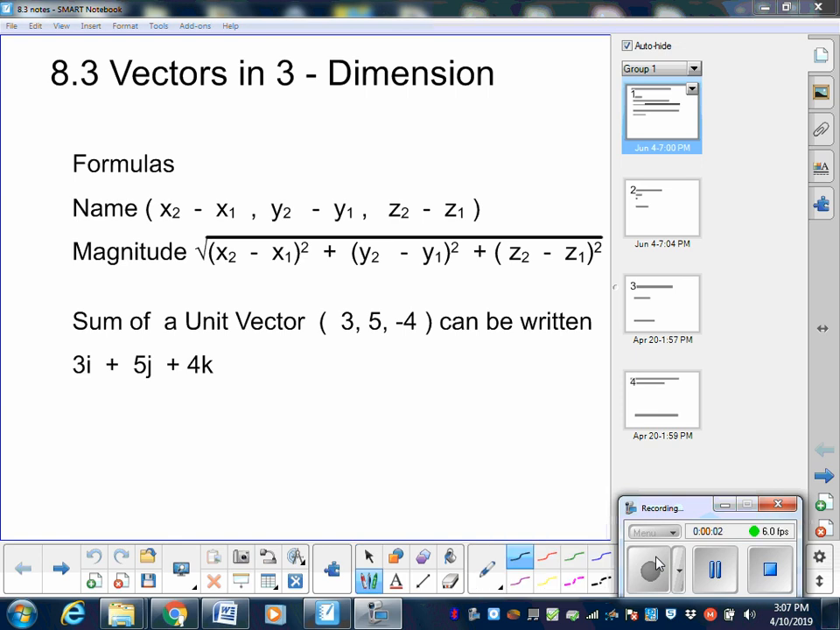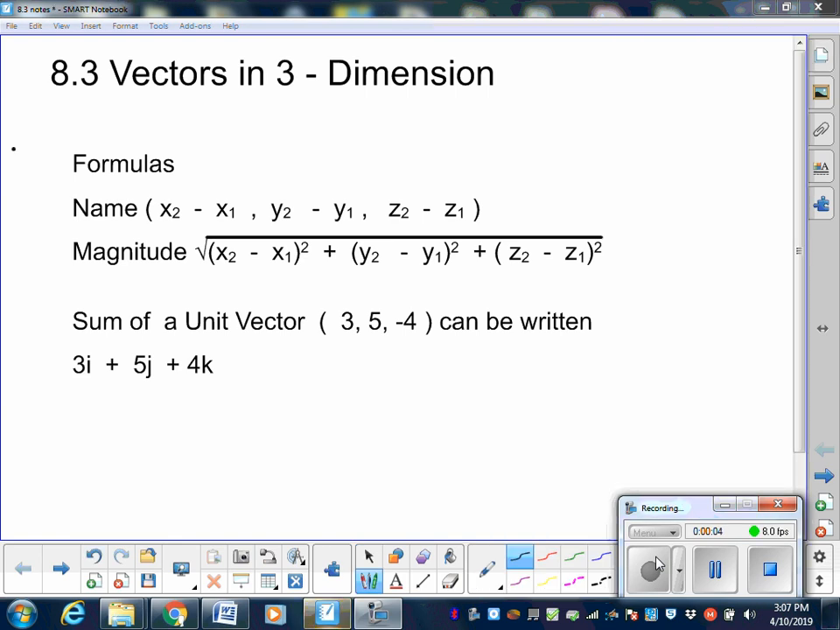Okay, yesterday we learned how to do vectors in two dimensions. Today we're going to do vectors in three dimensions. The only difference, basically, is the new thing. This stays the same for naming it. This stays the same. We add the letter Z for naming it.